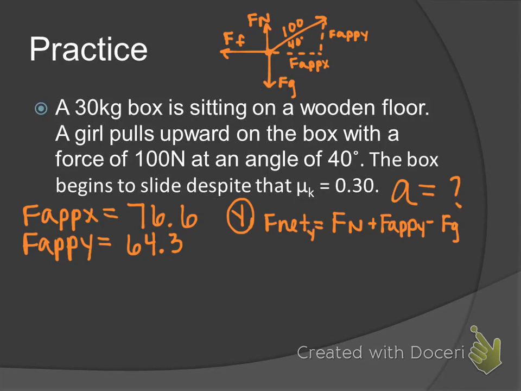If you want to put a little y direction there, you can, just to remind yourself that this is the y. You don't have to do that. Okay, what is the net force in the y direction? It's 0, right? Because it's not moving vertically. We're solving for the normal force. We know F applied Y is 64.3, and Fg we know is equal to mass times gravity. Okay, do we know where all of these numbers are coming from? Can we see that?